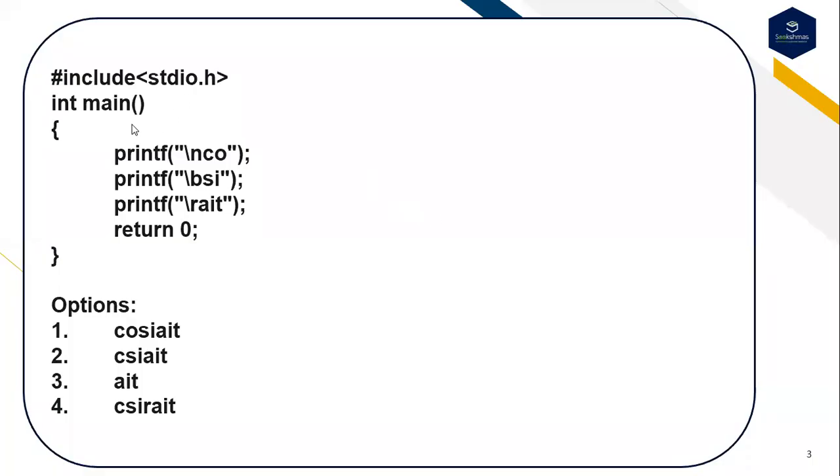This is the second question. int main, printf("\nco"), printf("\bsi"), and printf("\rait"). Predict the output of this code. These are the options. First option is co siait. Second option is cs iait. Third option is ait, and the fourth option is cs irait. Predict the output of this code.